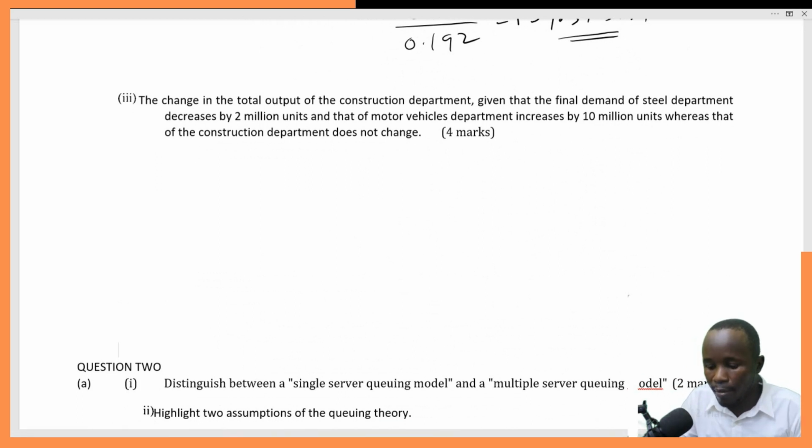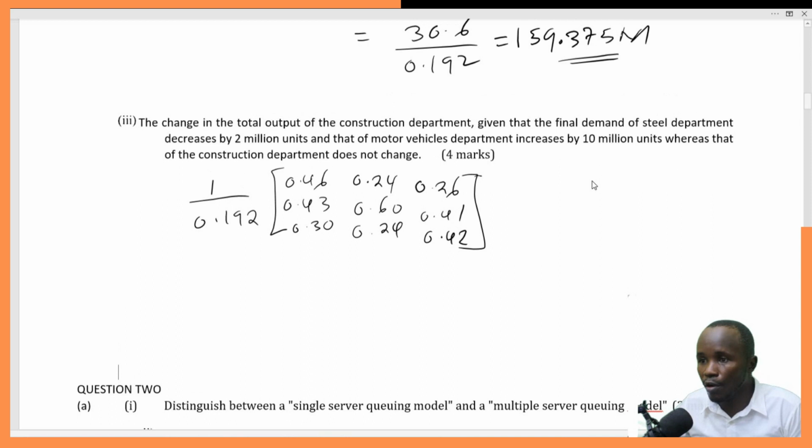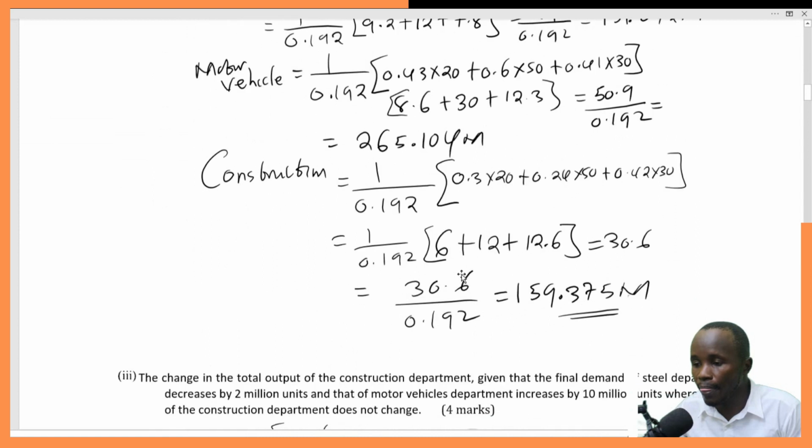So here we have our matrix, that is 1 over 0.192, then 0.46, 0.43, 0.30, 0.24, 0.60, 0.24, 0.26, 0.41, 0.42. This matrix is given. We are only copying it from here. This matrix is already given here.